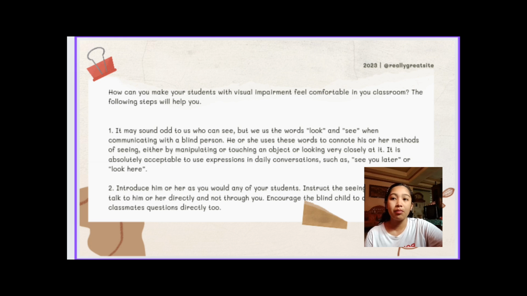When communicating with a blind person, he or she uses these words to connote his or her methods of seeing, either by manipulating or touching an object or looking very closely. It is absolutely acceptable to use expressions in daily conversation such as see you later or look there. And the second is introduce him or her as you would any of your students. Instruct seeing classmates to talk to him or her directly and not through others. You encourage the blind student to answer his or her classmates' questions directly too.